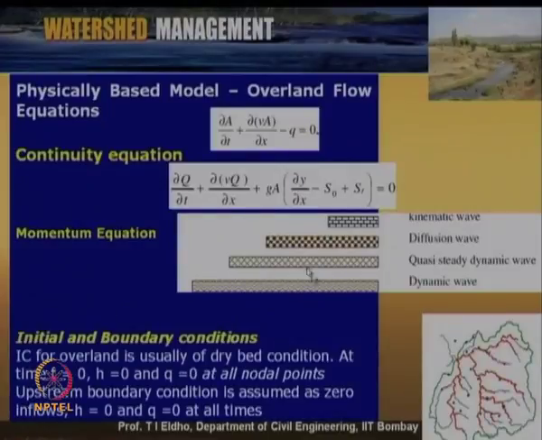Then boundary conditions are considered. For example, if this is our watershed, then on the ridges of the watershed, throughout the simulation we can consider the head h equal to 0, and the discharge per unit width also 0. And then at the outlet, if some values are known for either depth of flow or discharge, we can consider those values.